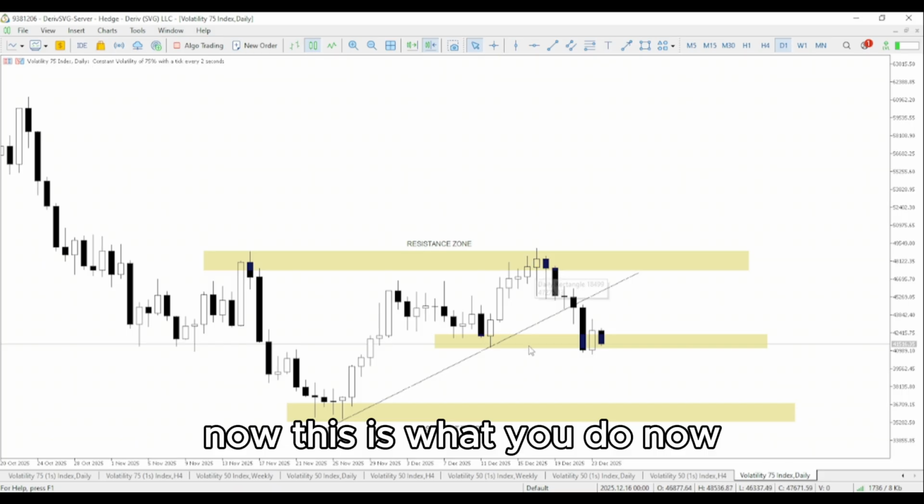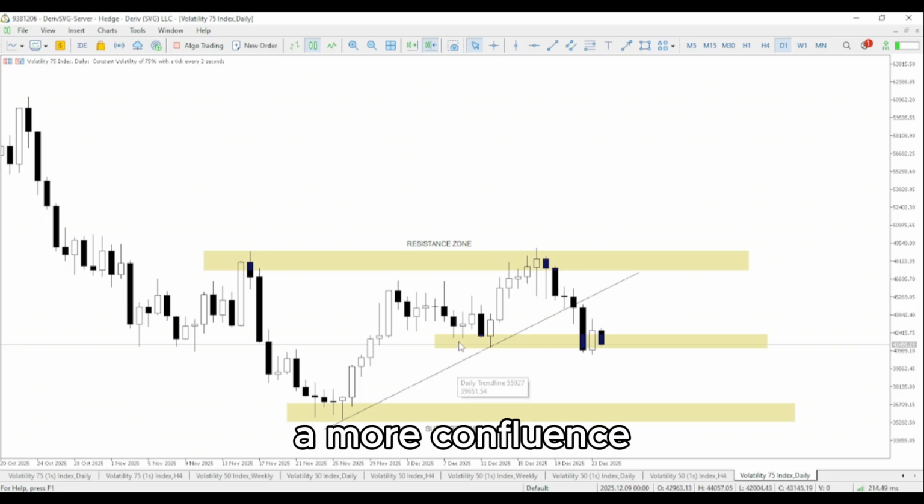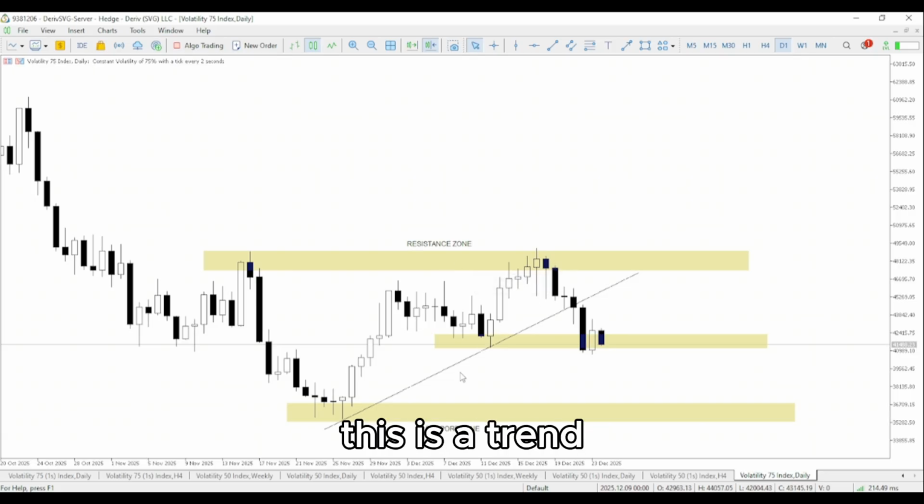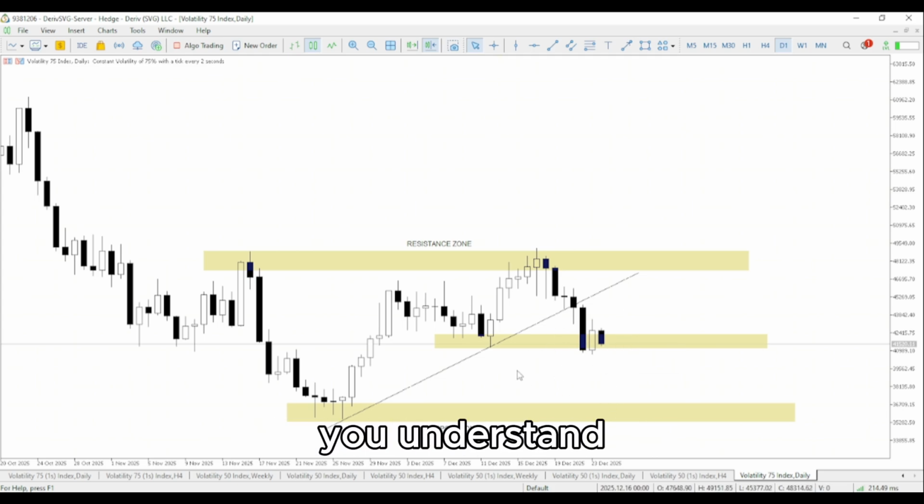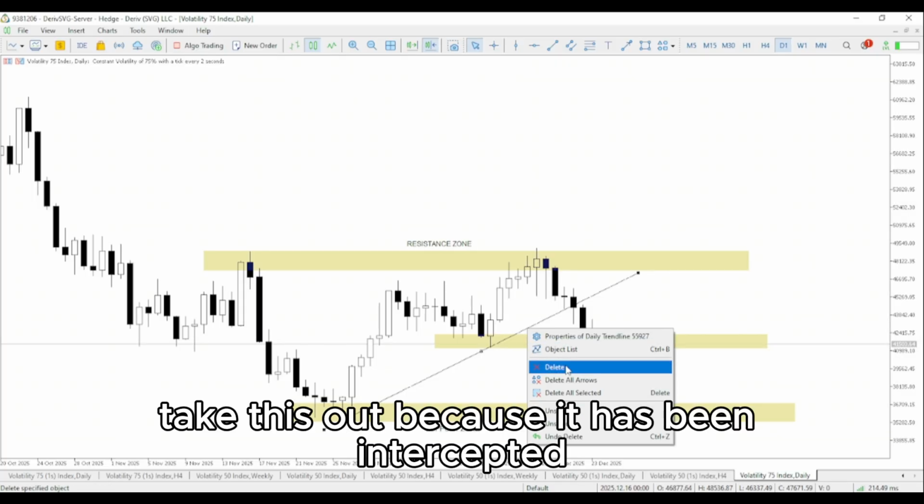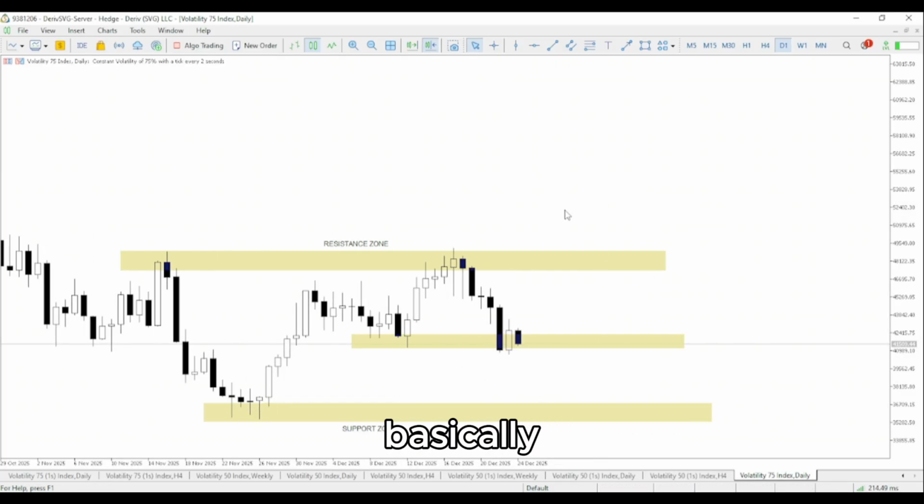Now this is what you do, and you see price broke out of this trend line right here, showing that yes, the market has now given us more confluence. This is a trend, this is a zone level, this is a trend line that has been broken. So this now gives us another confluence that yes, this market is definitely still going to go down. You understand? So now let us take this out, because it has been intersected already, so that trend line has been invalidated. Basically, we know it's going to be invalidated because of the way price was moving down. It was still on a downtrend.